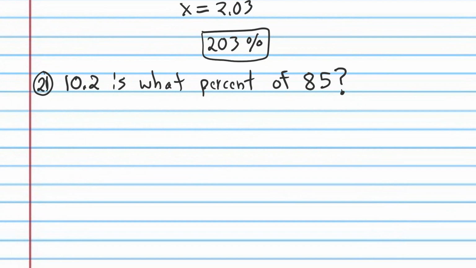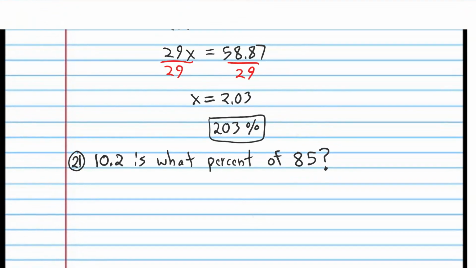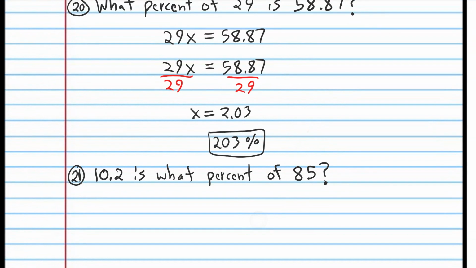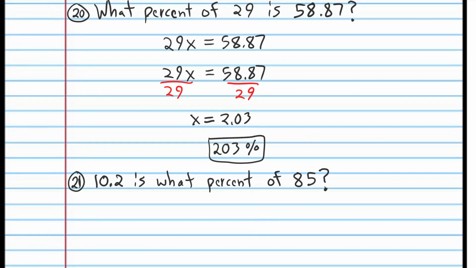All right, try number 21. Again, we have a different wording here. You see how the wording is different from number 20? It's a different wording, so don't be confused by that. Remember, you can use the is sign as and consider that to be an equal sign. So try number 21, and when you come back, we'll do it together.